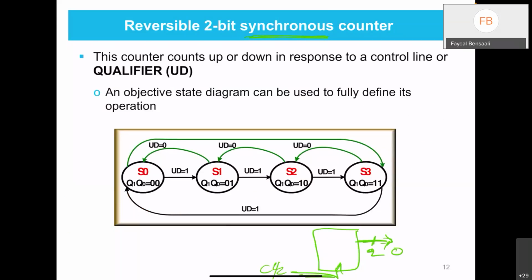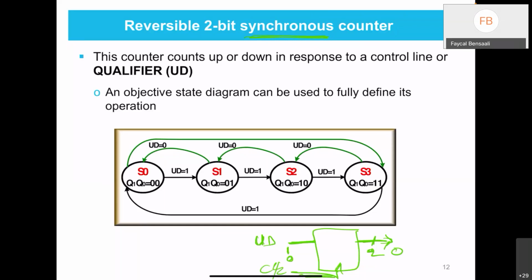And then this counter has an extra input, which we call UD. Reversible means this counter can count up or count down. If UD is 1, this counter will count up. It gives us 0, 1, 2, 3, and then back to 0, a normal counter that counts up. If UD is 0, this counter will count down.